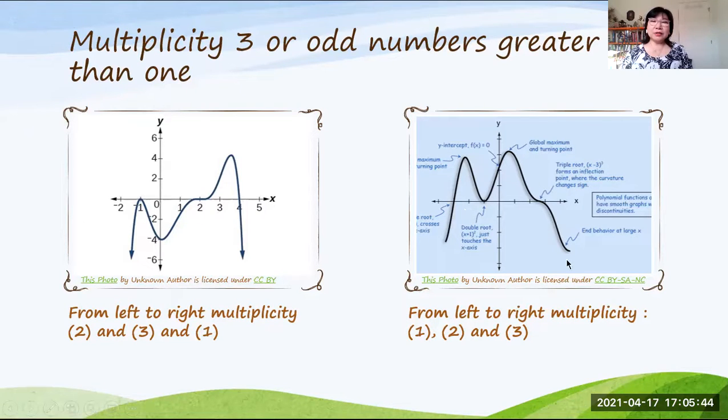Now let's talk about the right one. For the right one, you can see that I show you this polynomial function. From left to right, we have a multiplicity of 1 right here at x equal minus 3, right? You see like minus 3. And number 2, multiplicity of 2 right here at x equal minus 1. And then the last one, we have a multiplicity of 3 at x equal 3 right here.